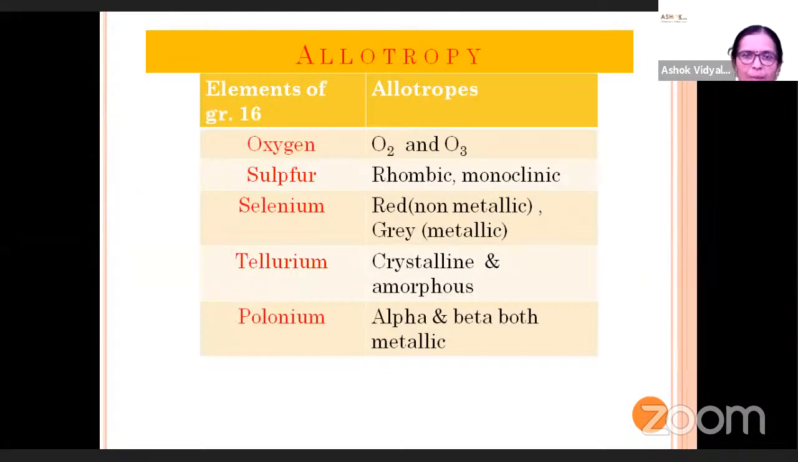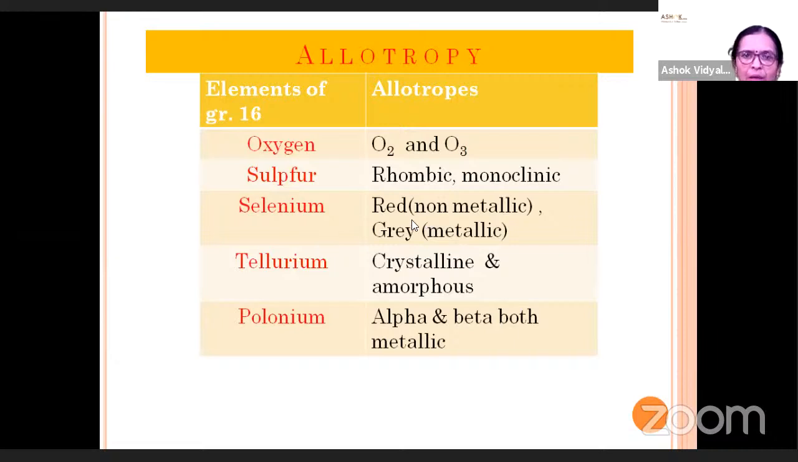Allotropy means the same substance showing different physical forms. Such forms are known as allotropic forms. Oxygen has two allotropes, that is, two different physical forms. One allotropic form of oxygen is dioxygen, O2, and another allotropic form is O3, that is ozone. Sulfur also shows different allotropic forms like rhombic sulfur and monoclinic sulfur.